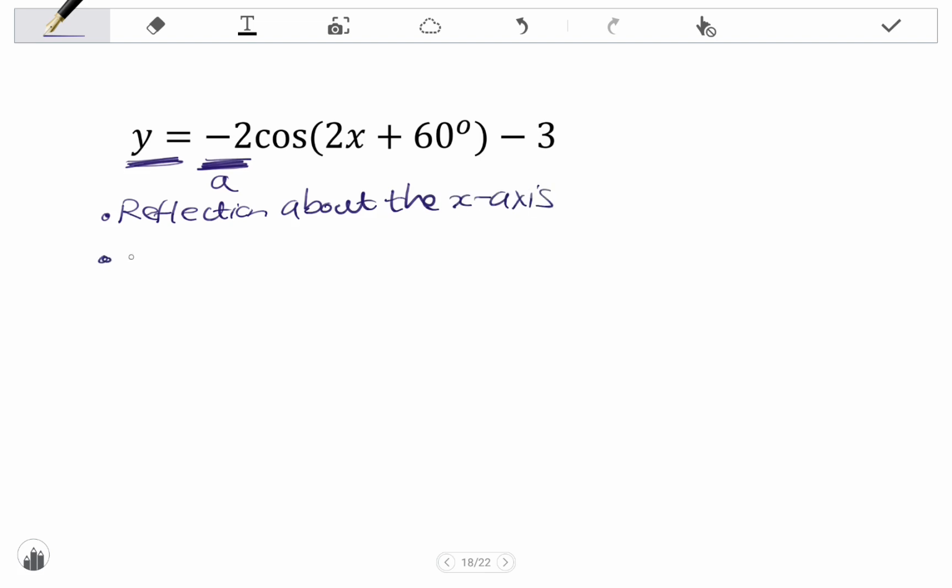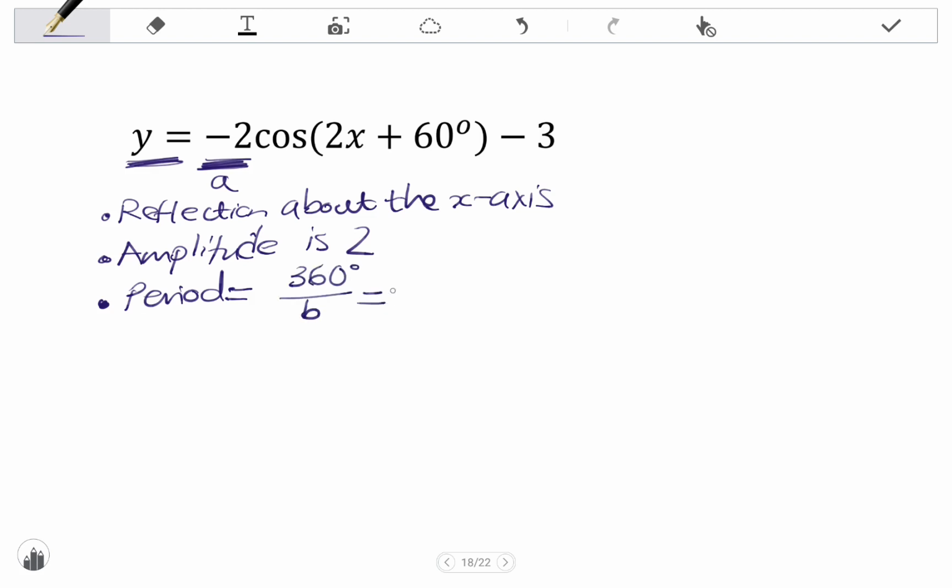Okay, the amplitude, which we also get from the a value, is 2. Remember, amplitude is always positive, so it's not -2. Now the period of this cos graph we find by saying 360 degrees divided by the b value, and our b value is 2. So 360 degrees divided by 2 is 180 degrees.